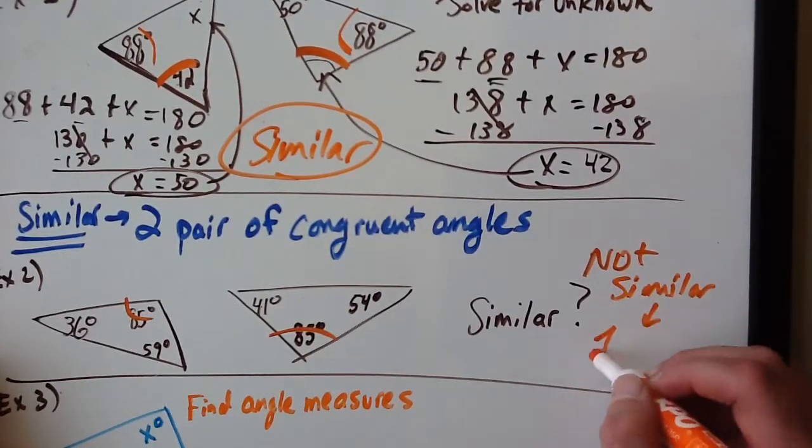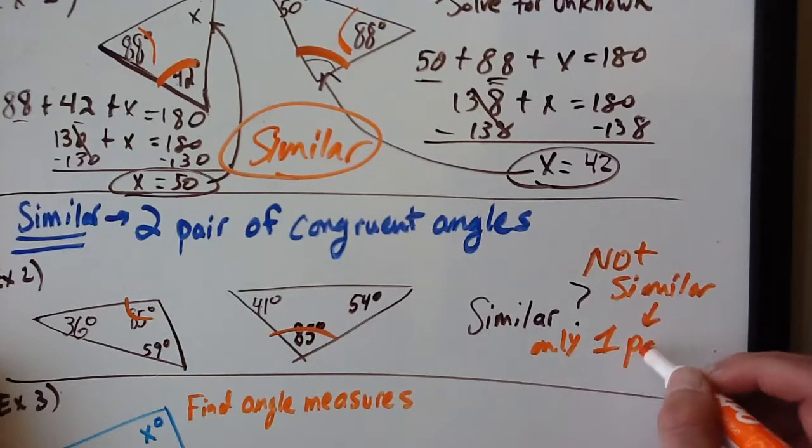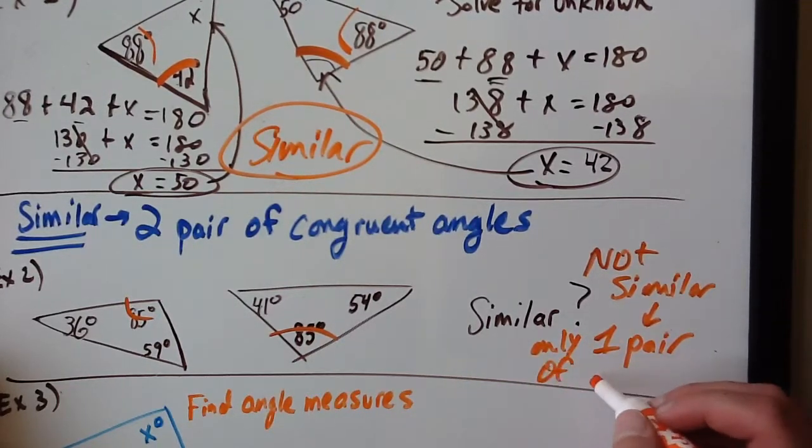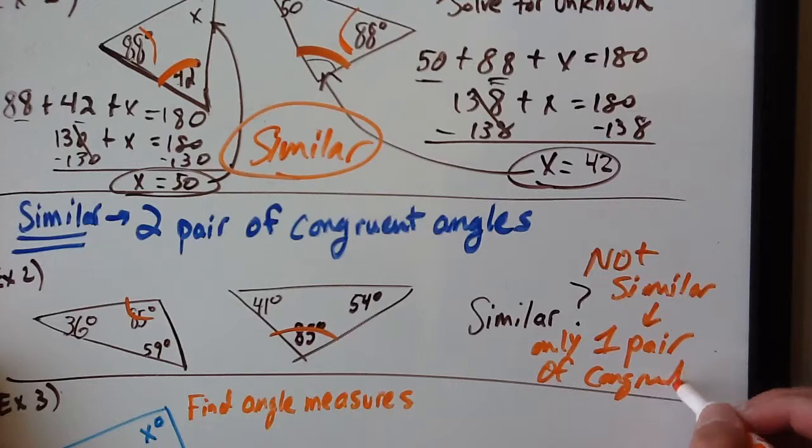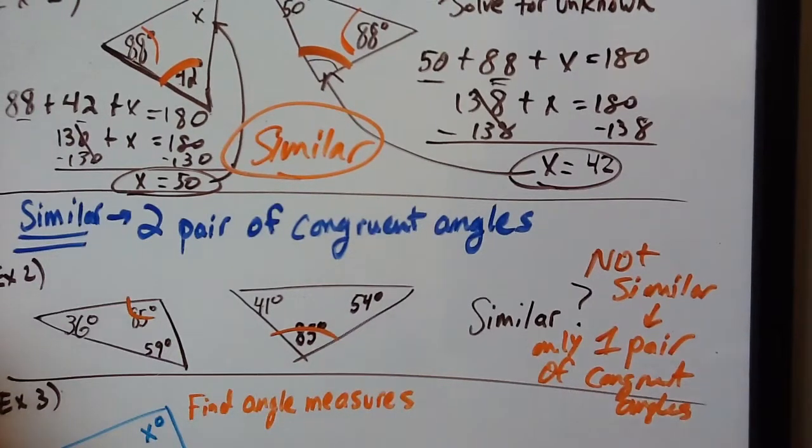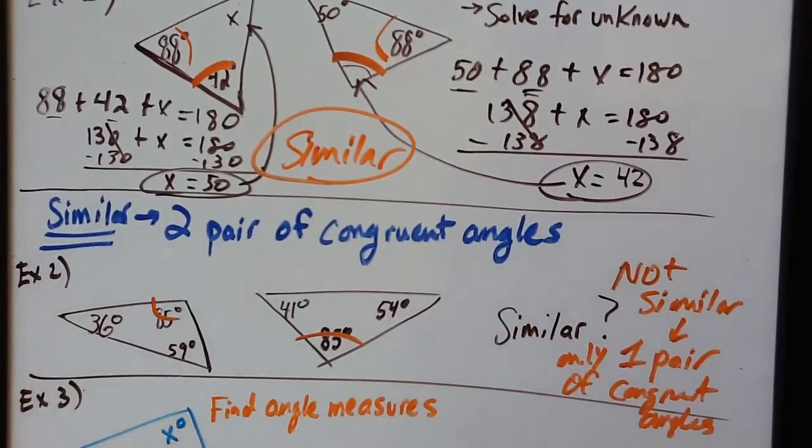They're not similar because there's only one pair of congruent angles, and you need two pairs to be similar.